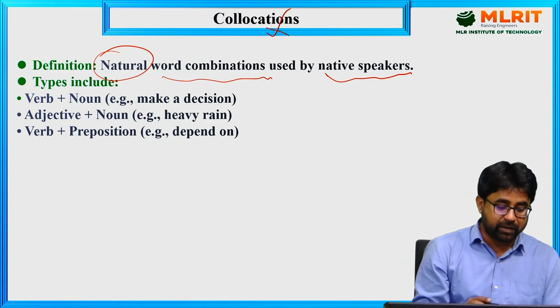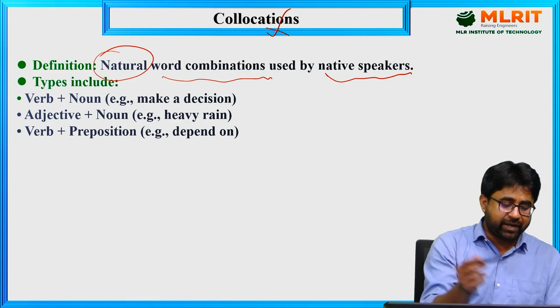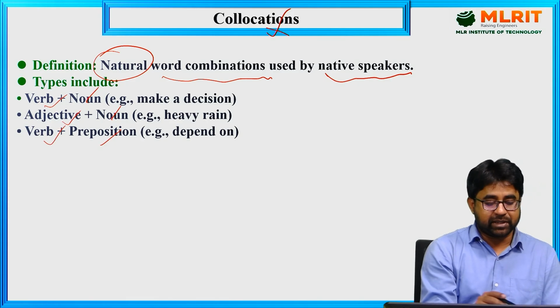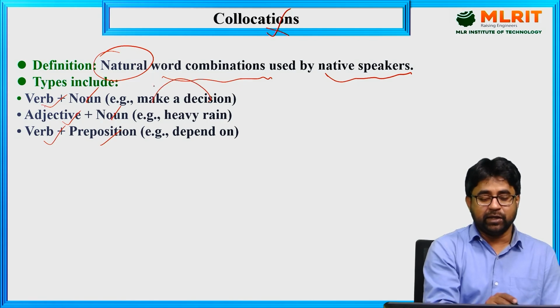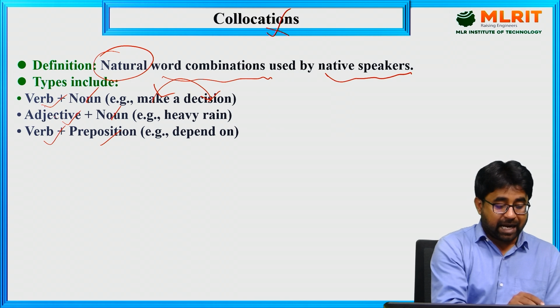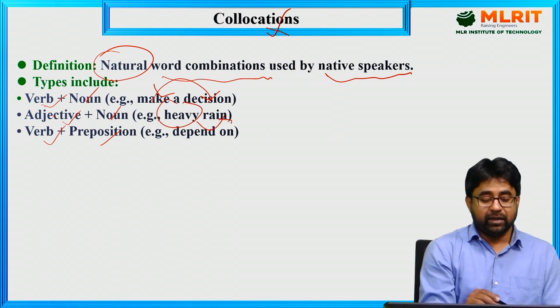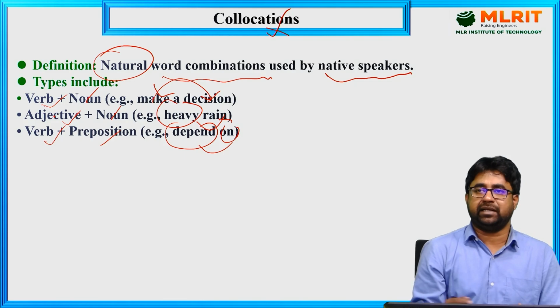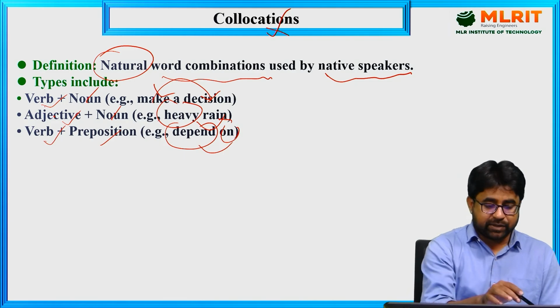Now, for example, there are different types. Verb plus noun, adjective plus noun, verb plus preposition. Verb plus noun: make a decision. Make and decision mostly come together, you can observe. Adjective and noun: heavy rain. And then verb plus preposition: depend on. These are all natural combinations, and that's why they are called collocations.